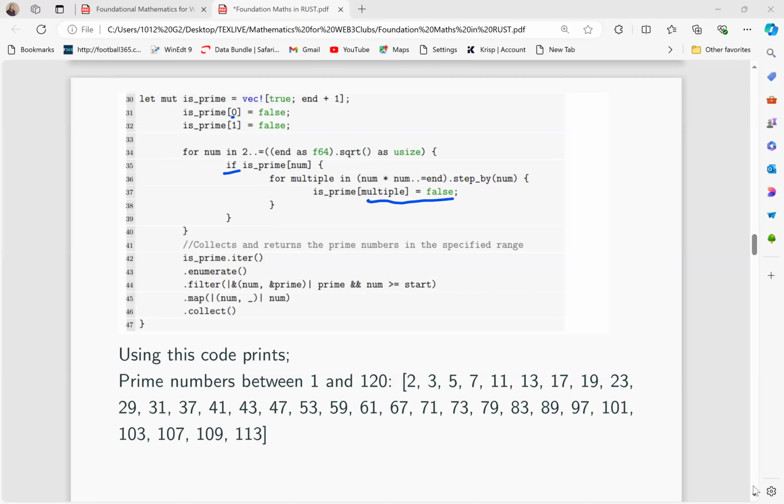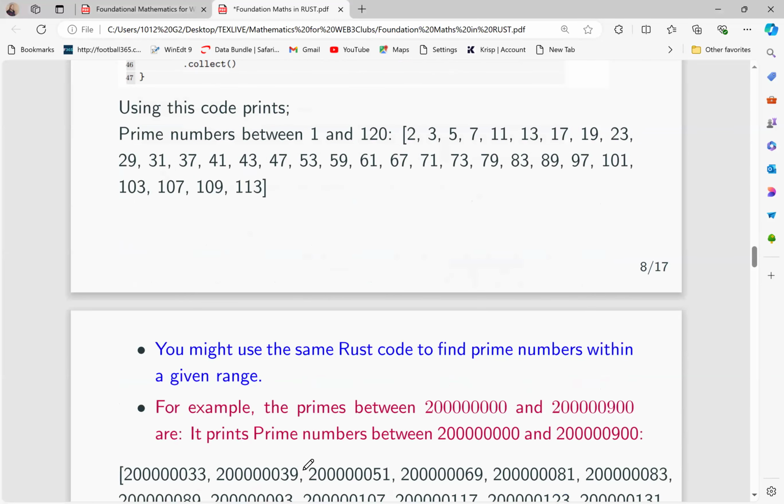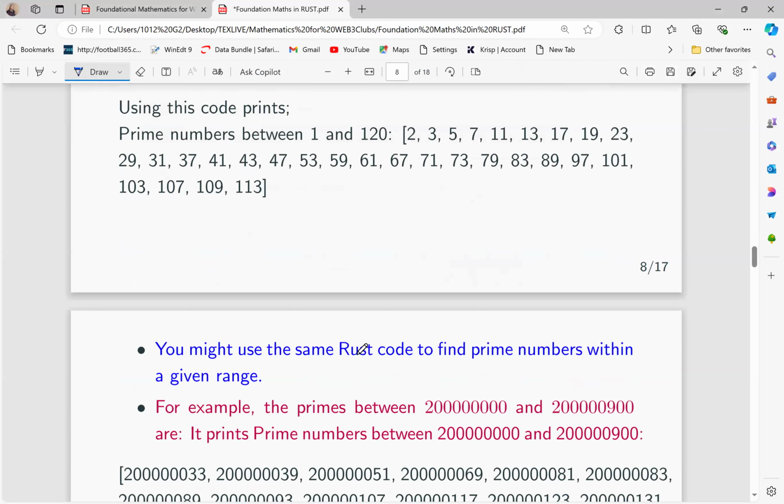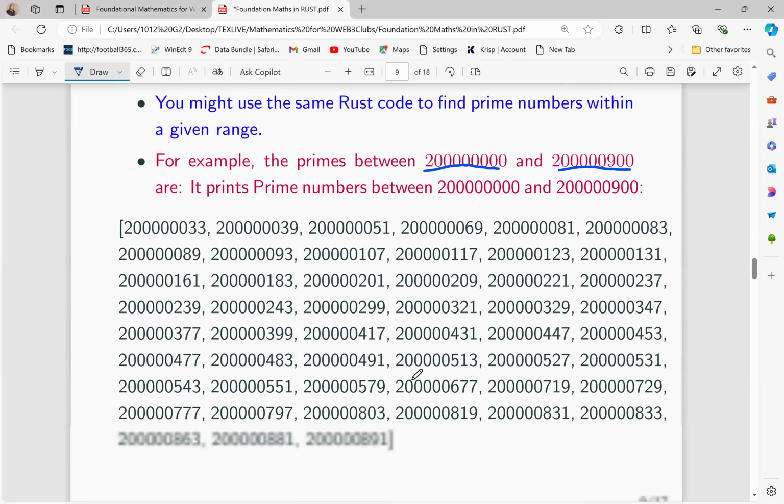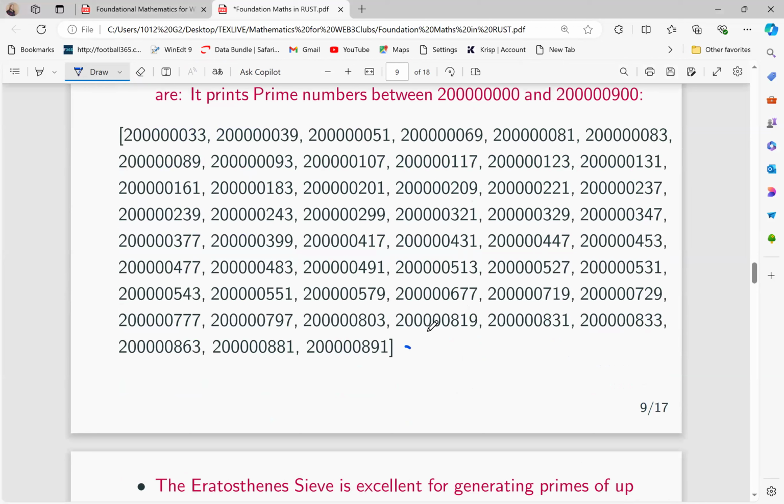Okay, so we've seen that it lists those prime numbers. I've said here you might use the same Rust Code Studio to run for bigger values, bigger ranges. So if, for instance, you wanted it to give between this and this, then it will give you those prime numbers, and they're here. I was able to get them from the code.